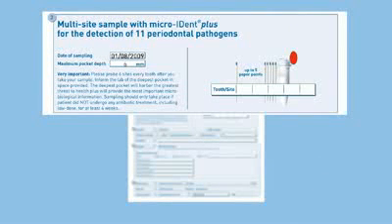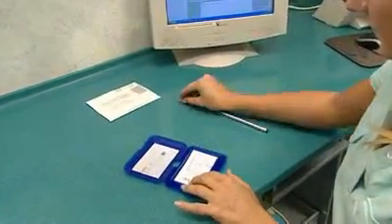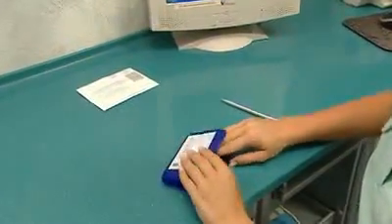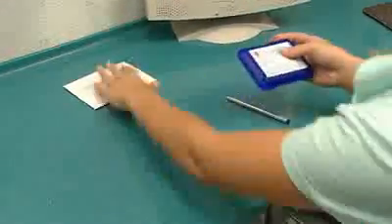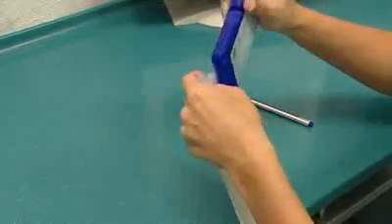Note the date on which the specimen was taken, the patient's maximum pocket depth, as well as the specimen sites on the order form. Place the transport tube and the completed order form together in the blue shipping box and mail these in the self-addressed postage-paid envelope.